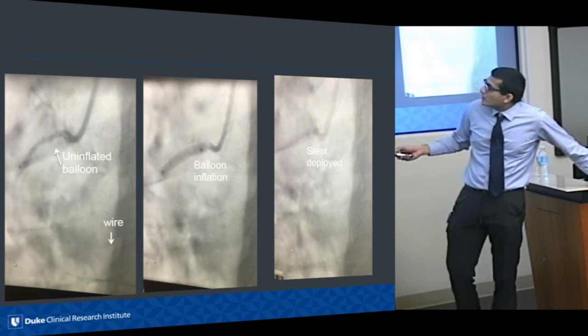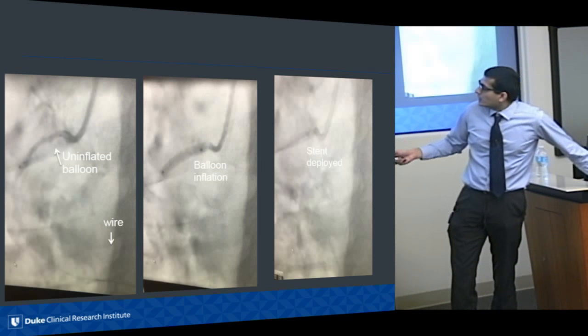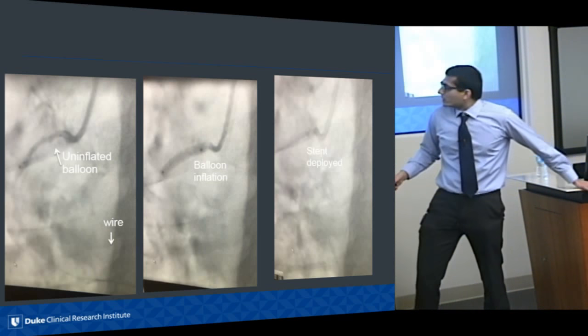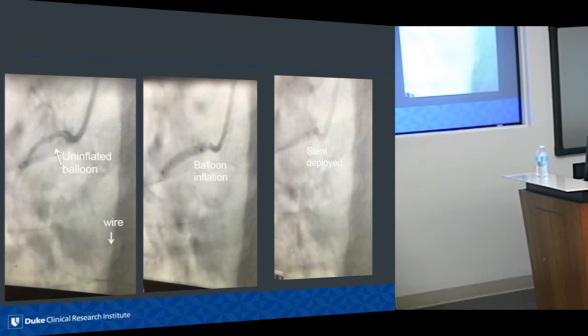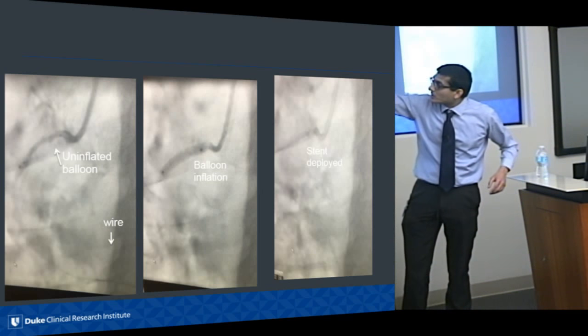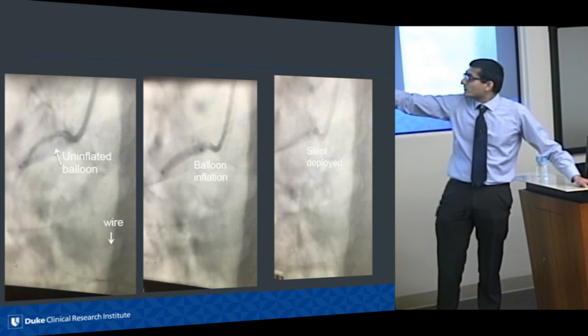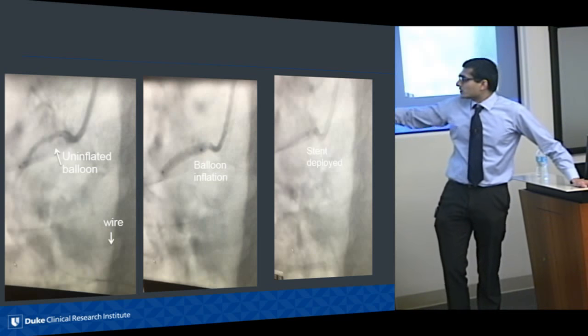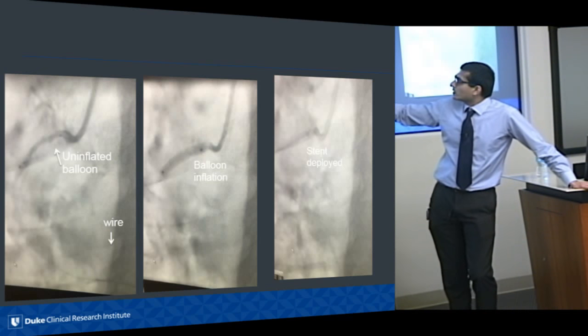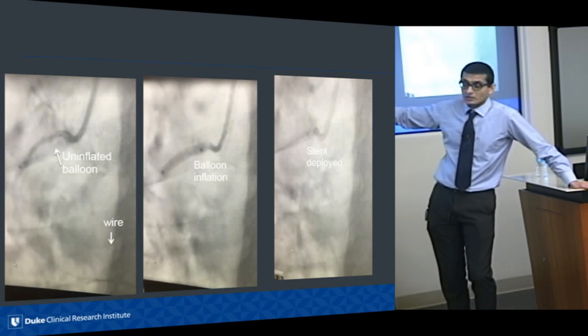And so this is what an uninflated balloon looks like. I'm not sure you're able to see down here, but that's the radio opaque part of the wire down here. And then that's what the uninflated balloon looks like with the two markers. This is what it looks like when it's inflated. And this video won't play, but this essentially depicts what a stent looks like.